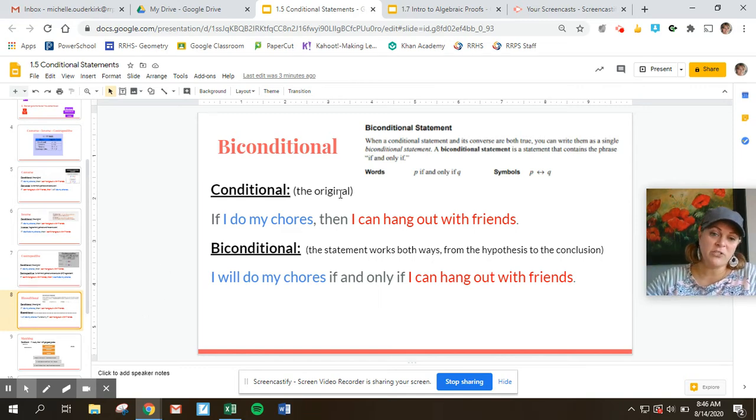So the original: if I do my chores, then I can go out with friends. The biconditional: I will do my chores if and only if I can hang out with friends. So the only way we're getting chores done is if you go out with friends, and the only way you're going out with friends is if you do your chores. So it's both ways. It has to work both ways, from the hypothesis to the conclusion and from the conclusion to the hypothesis. And there's the symbol. Notice it's a double arrow, with arrowheads on both sides. And you read it "P if and only if Q."